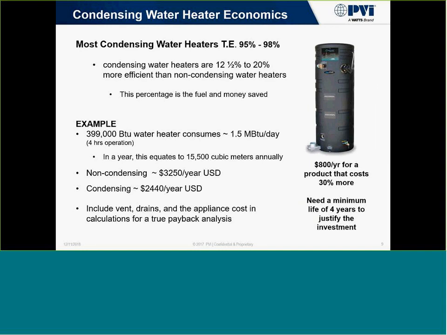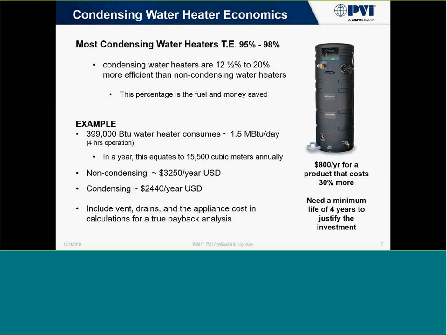So most condensing water heaters, their thermal efficiency is somewhere between 95 and 98%. So they are much more efficient than non-condensing, but just looking at a payback scenario, in this example, a non-condensing unit with 400,000 BTUs with 4 hours a day of operation is going to cost you a little over $3,000 a year. The efficiencies that you're going to save in fuel cost are going to knock that down, if you went with a condensing unit, to just above $2,400 a year.